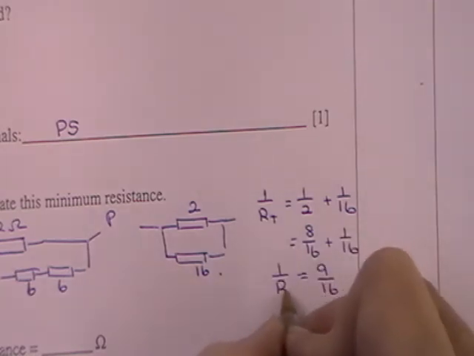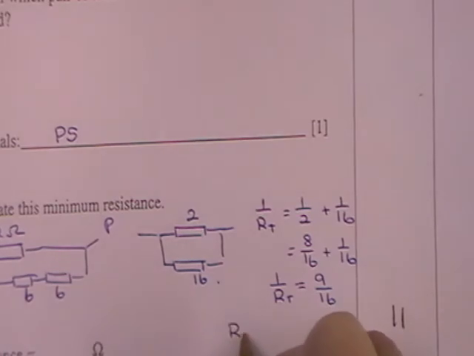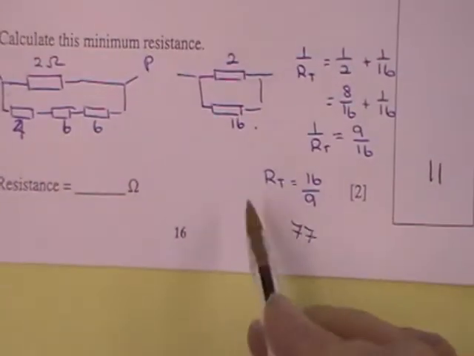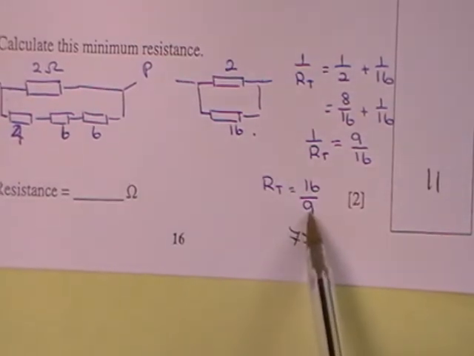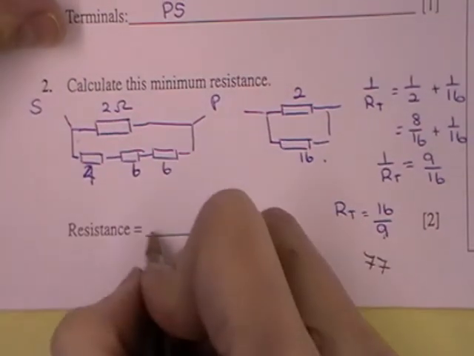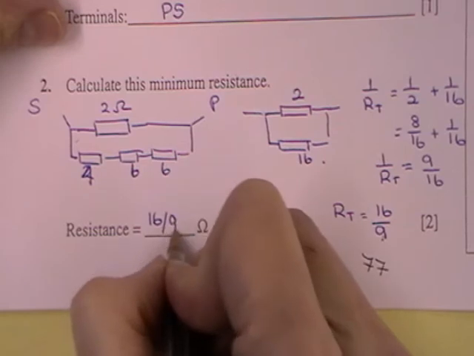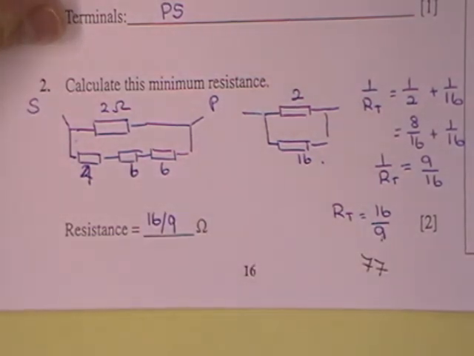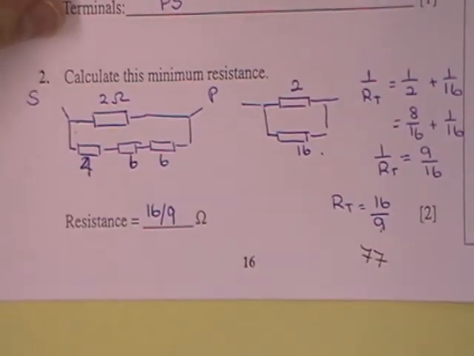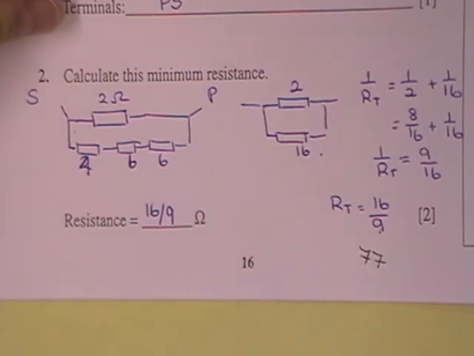And then you have to turn it upside down to get your answer. RT is equal to 16 over 9. And you can see 16 over 9 is less than 2, and that's what we expected. We expect an answer of less than 2 ohms. You can go ahead then and calculate that as a fraction if you want.